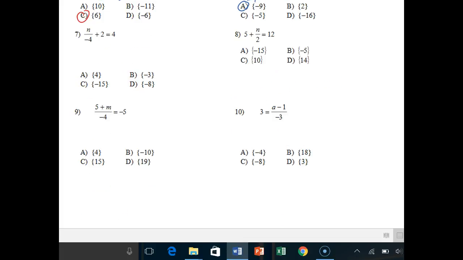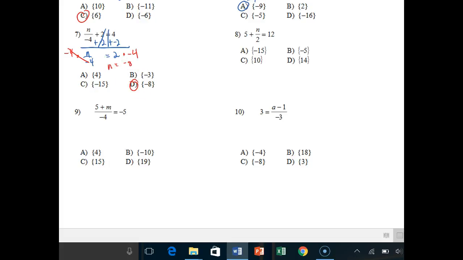Okay. I'll do 1 or 2 of these here. Add -2, add -2. So n over -4 is equal to +2. And then you finish off by multiplying by -4. So n is equal to -8.